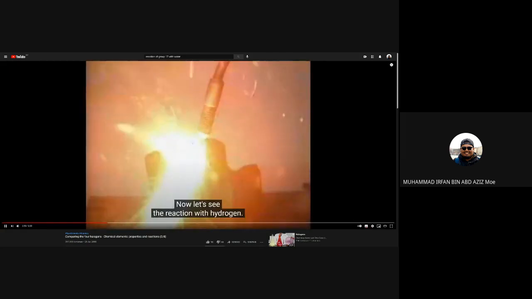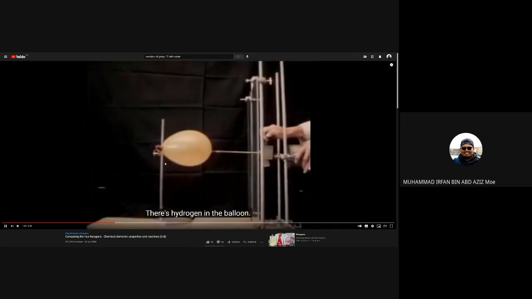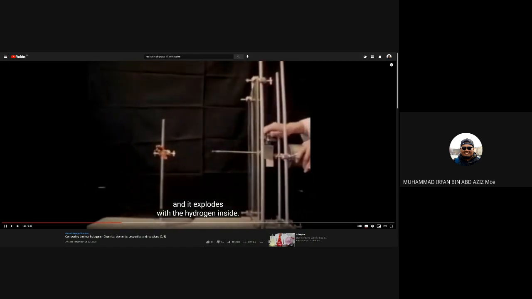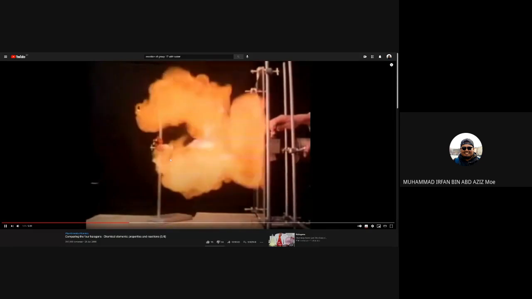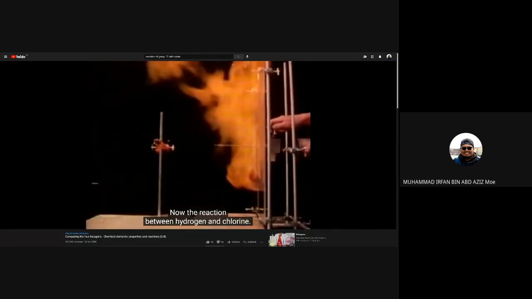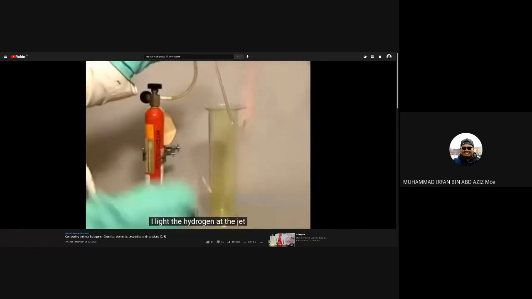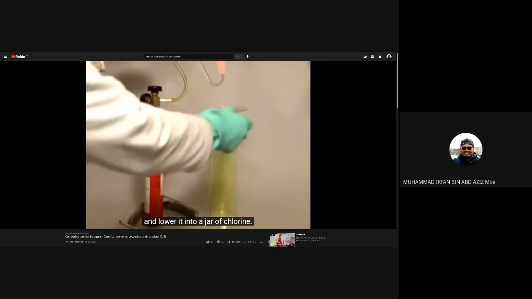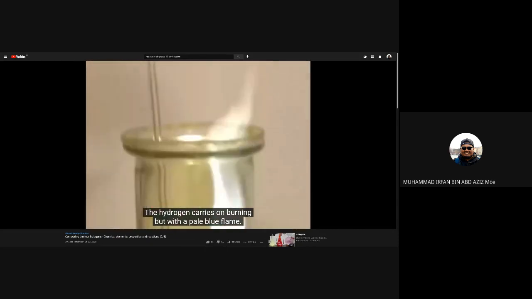Okay, this is just using fluorine gas and charcoal. There's hydrogen in the balloon. A jet of fluorine gas pierces the balloon and explodes with the hydrogen inside. Let's see it again in slow motion. Now you can see the fireball more clearly. Now the reaction between hydrogen and chlorine. I light the hydrogen at the jet and lower it into a jar of chlorine. The hydrogen carries on burning, but with a pale blue flame.